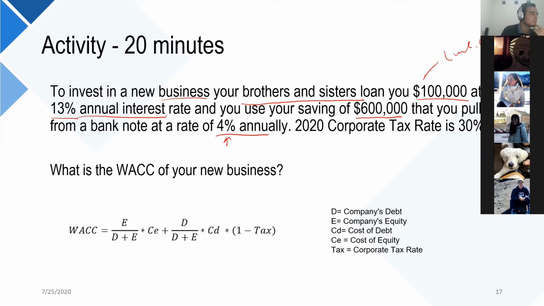And what is this 13%? Cost of debt, exactly. And then you have the 30%, which is your tax rate for 2020. So what will be the WACC for the business?